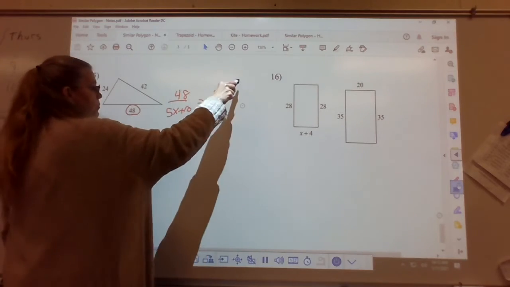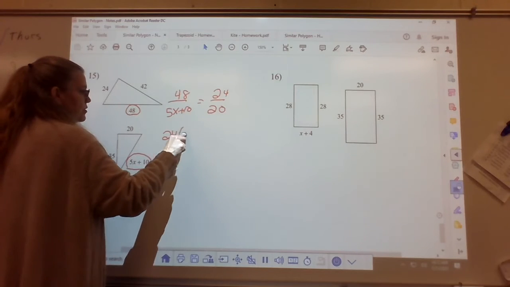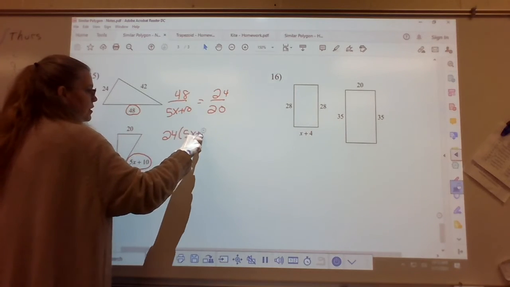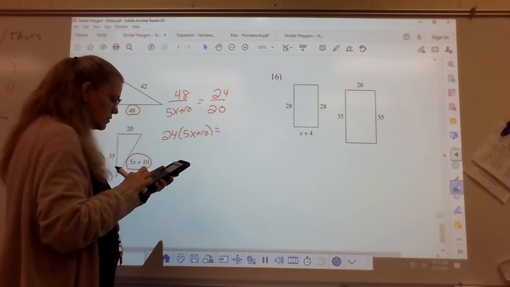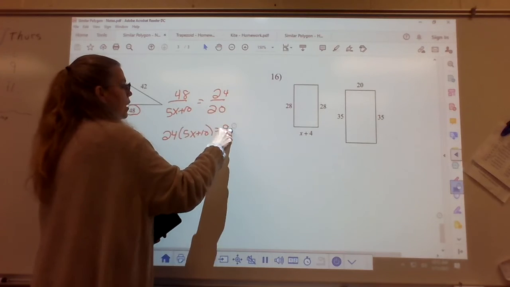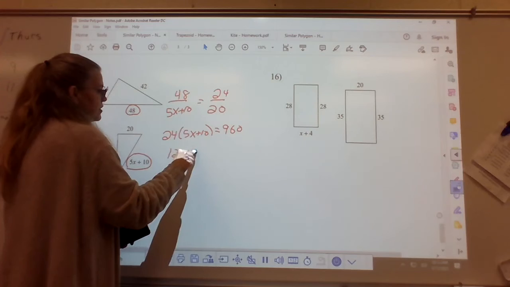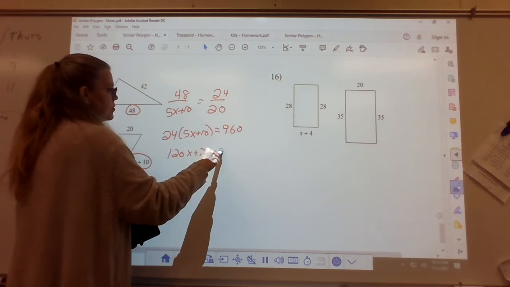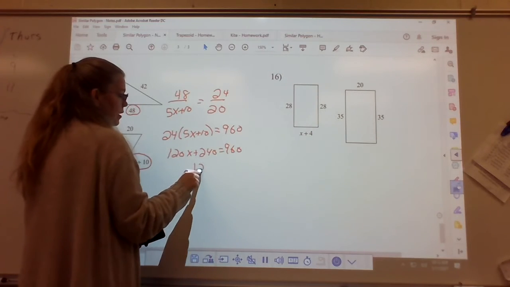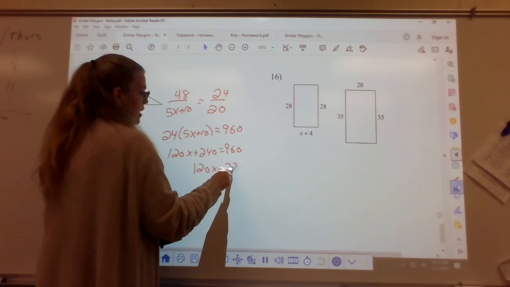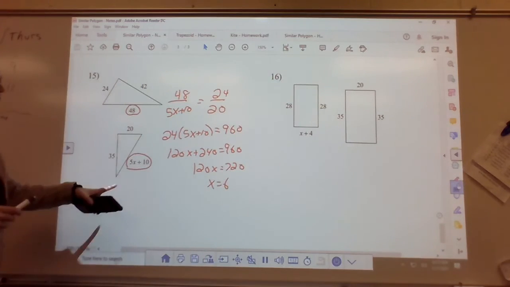Do your cross multiplication. Don't forget to distribute, so you want to put the 5x plus 10 in parentheses. 48 times 20 is going to be 960. Distribute the 24, so 120x plus 240 equals 960. Subtract the 240, I get 720. Divide by 120, I get 6. So therefore, x is 6.